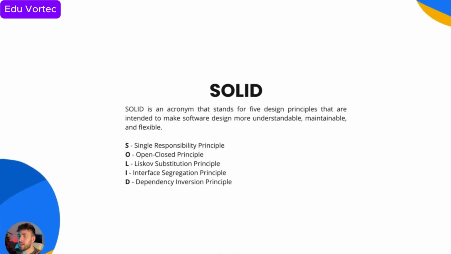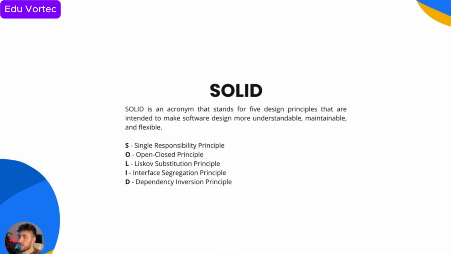SOLID is an acronym that stands for 5 design principles that are intended to make software design more understandable, maintainable, and flexible. These principles are a set of guidelines that software developers should follow to design high-quality, scalable, and maintainable software systems. The SOLID principles are essential for any software developer to know and understand.